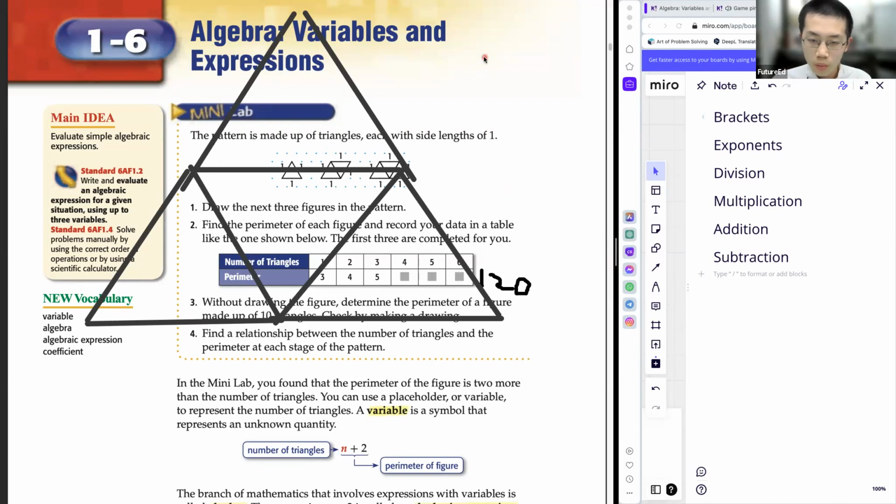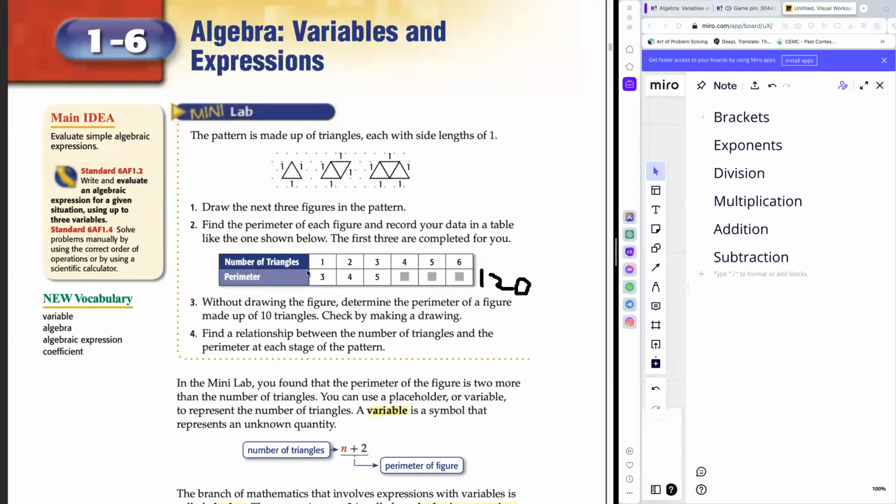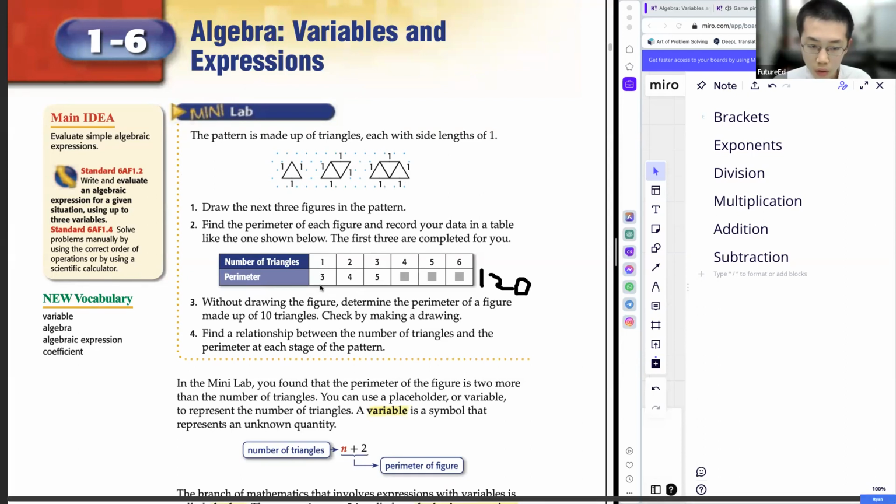What would your, like, how would you step, where would you leap from 100 to 120? So if we look at the patterns so far, can someone please clear the screen, please? Jason, if we look at the patterns, if you only had one triangle, it has a perimeter of 3, right? So from 1 to 3, do you see a difference?